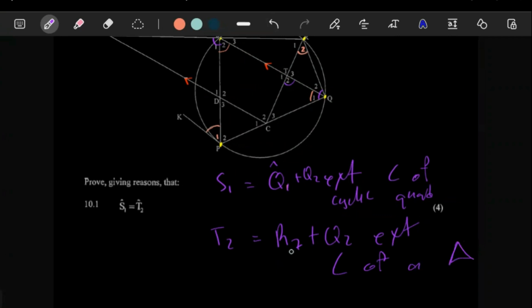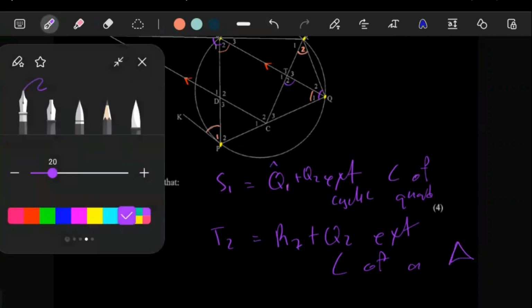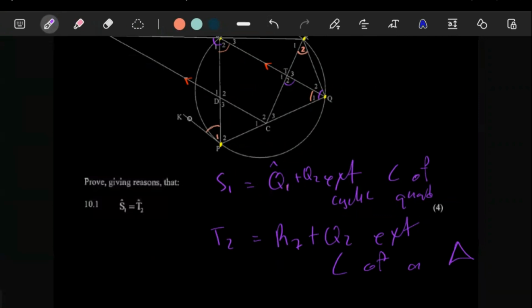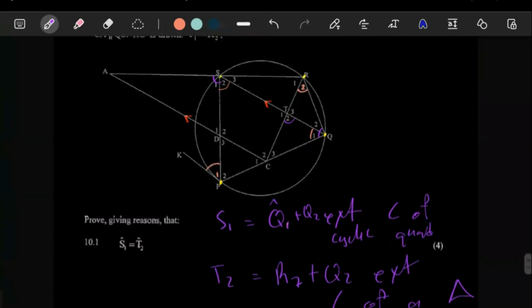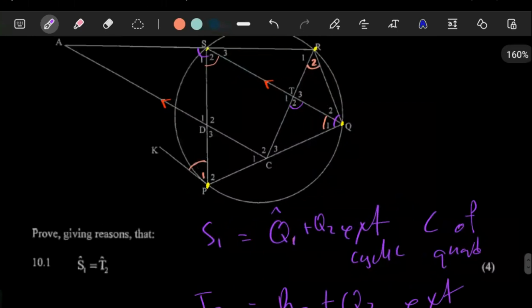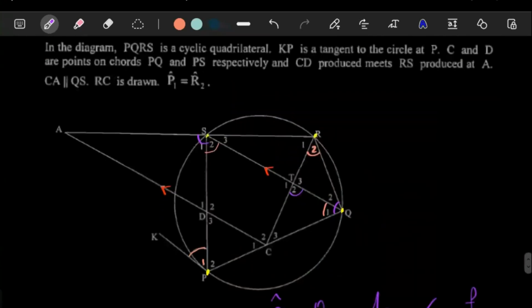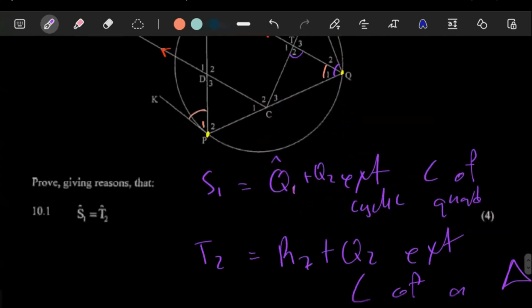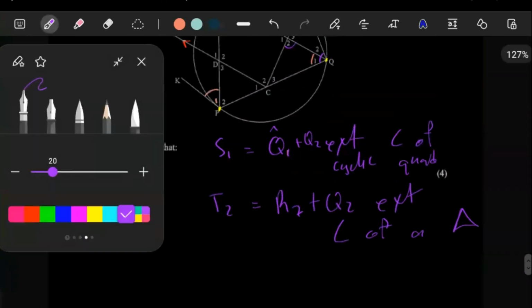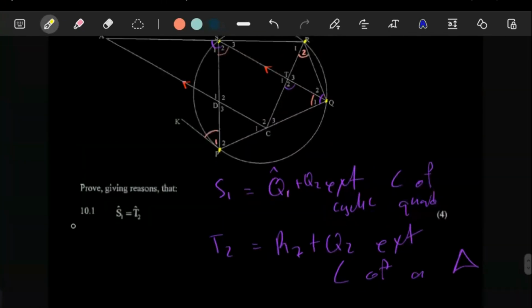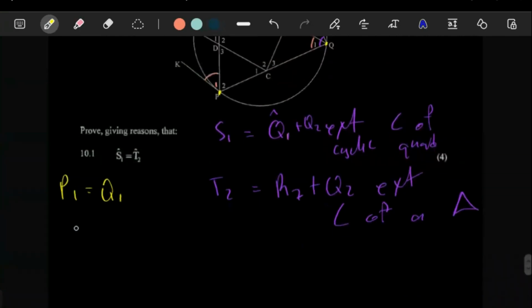And then R2, right? Remember R2 is equal to Q1. We need to tell them we know that because they told us that R2 is equal to P1. And then P1, we need to tell them that it is equal to Q1 because of the ten chord theorem. Let's just state all those things. So P1 is equal to Q1. Reason is ten chord theorem.